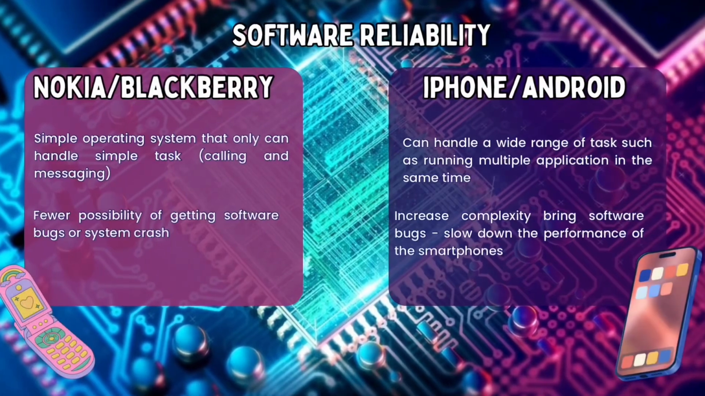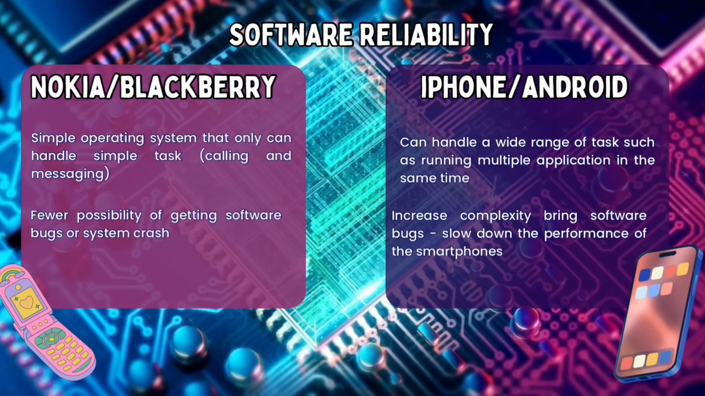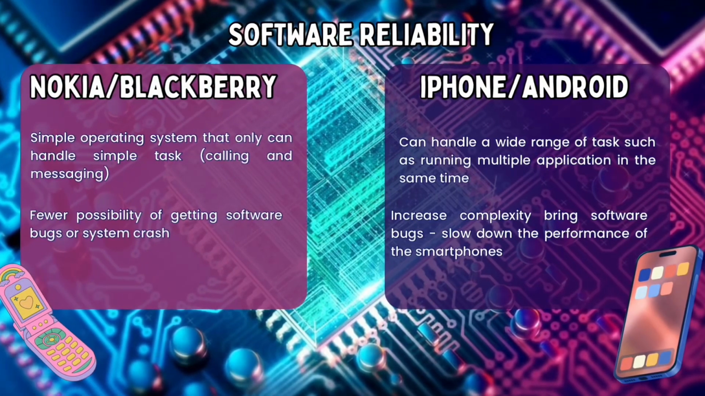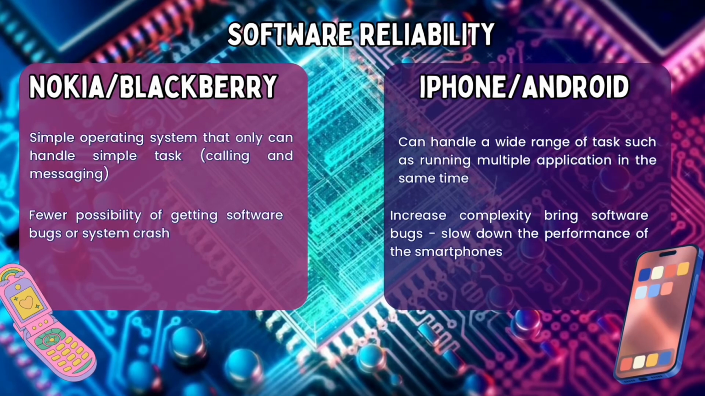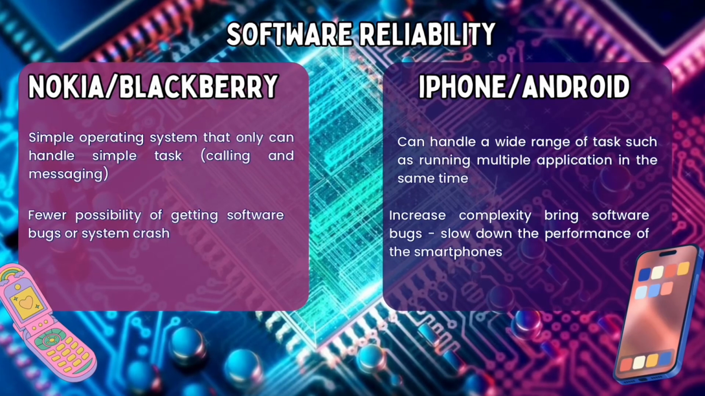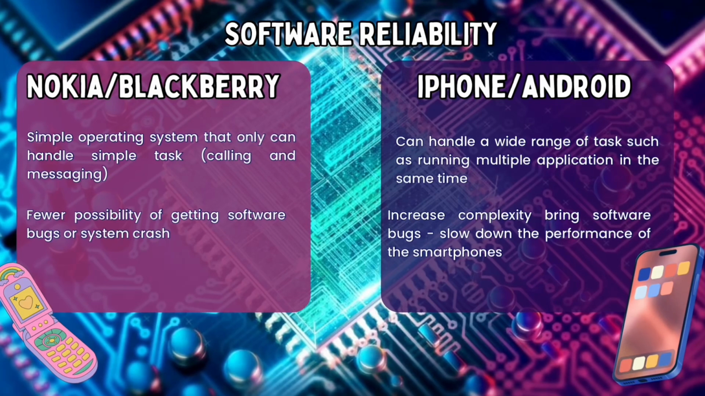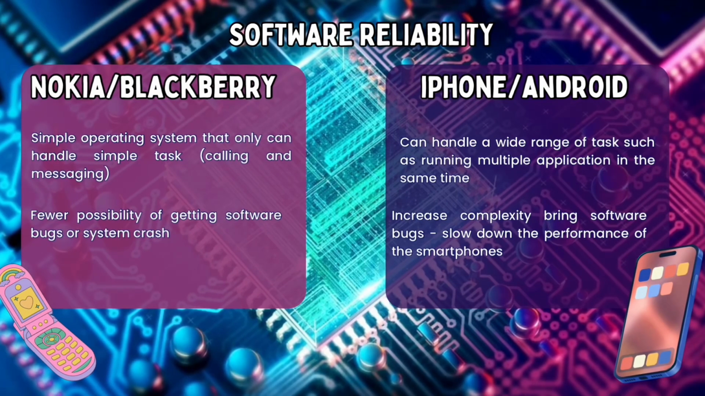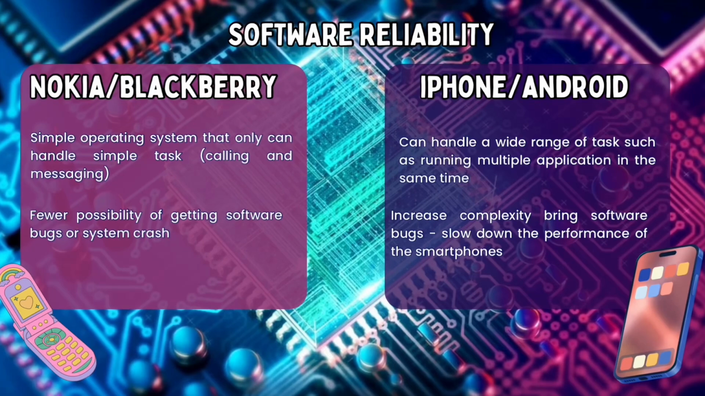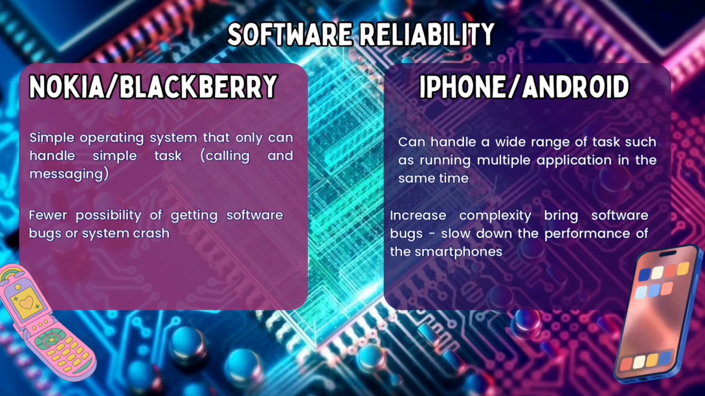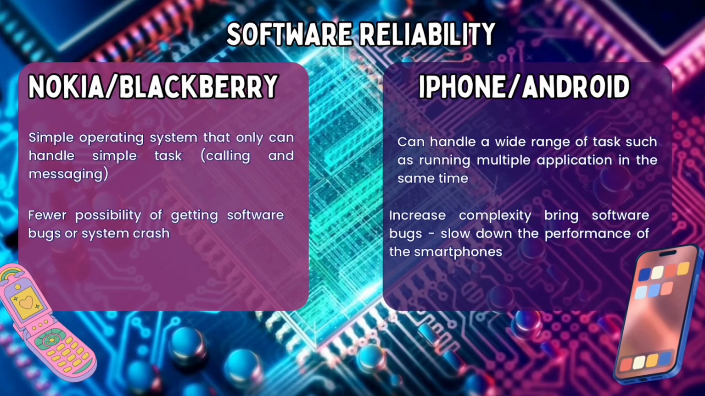Next, software reliability. Nokia and BlackBerry only use a simple operating system that can handle simple tasks such as calling and messaging. These give more stability and reliability compared to smartphones. Since the older phones do not run complex applications and services, this reduces the possibility of conflicts, so there is less chance of getting software bugs or system crashes.